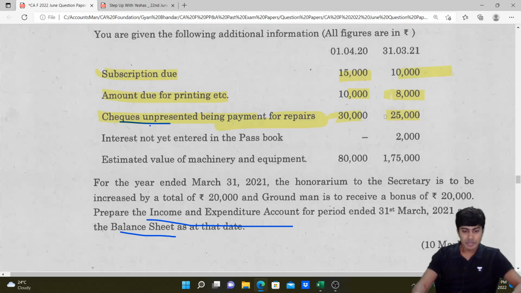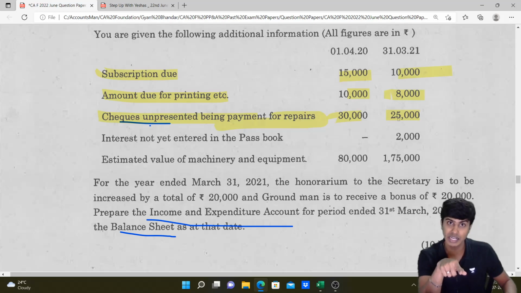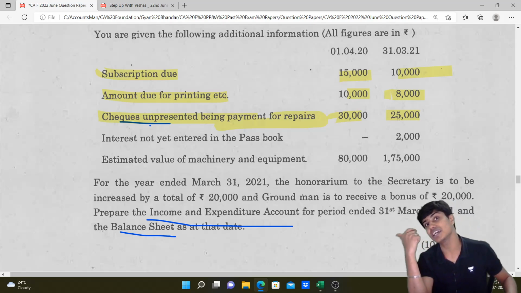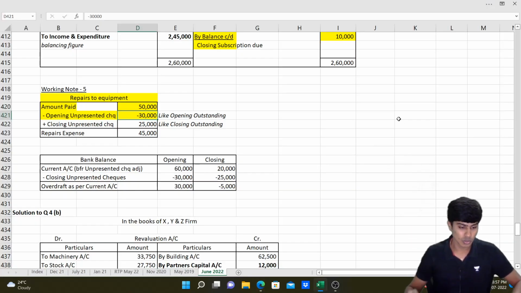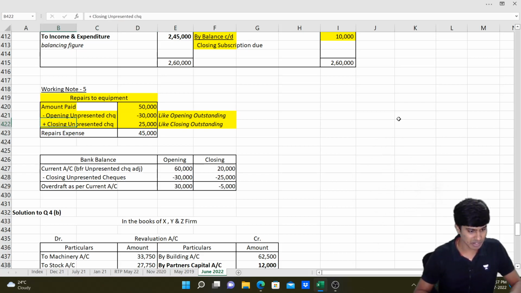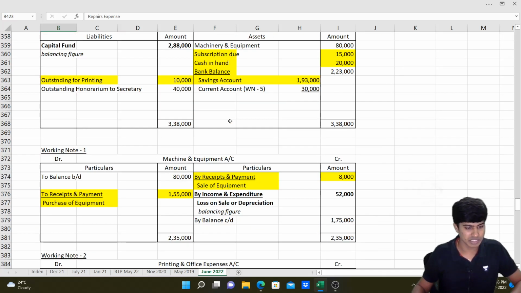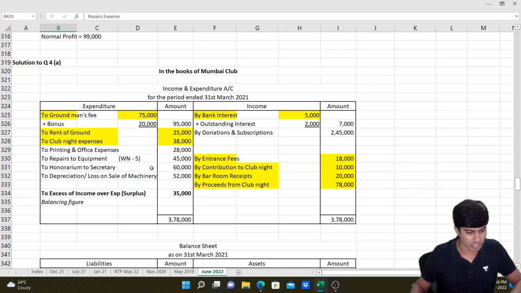I'll deduct 30. However, 25,000 is closing, means I have issued the checks this year. It is payment in the current year. The checks will be presented in the next year by him. It will get deducted next year. So I will add 25,000. I will deduct 30,000. This is like our opening outstanding and closing outstanding adjustment. You get that? Then our closing repair expense will come down to 45,000 in that case. So let me write in my income and expenditure, repairs expenditure will become 45,000. See, this will become 45.